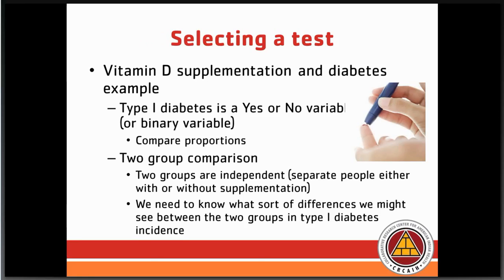To begin this study, we need to select an appropriate statistical test. Type 1 diabetes, in this case, is considered to be a binary variable, which has two possible outcomes, yes or no. Because of that, we'll compare proportions for the two groups. The two groups are also going to be independent, so we're going to have separate people, either with or without supplementation, and we need to know what sort of differences we might see between the two groups in the type 1 diabetes incidence.